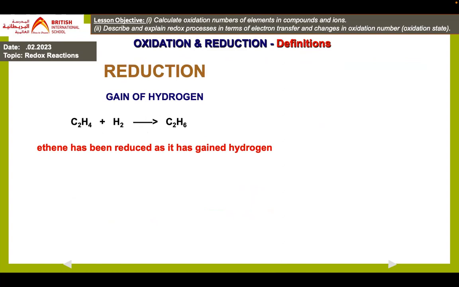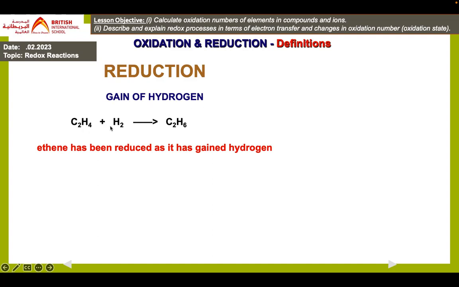You know, oxidation and reduction both are totally opposite to each other. They are exactly opposite to each other. We just discussed that oxidation is actually loss of hydrogen, and reduction is gain of hydrogen. So what is this? C2H4. You can draw it. This is ethene.